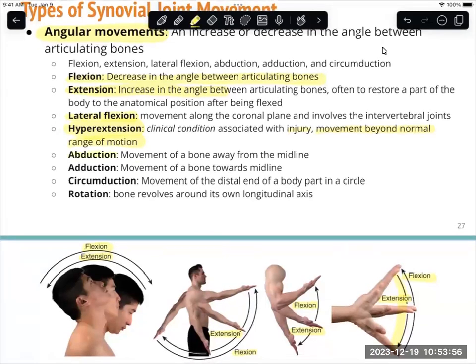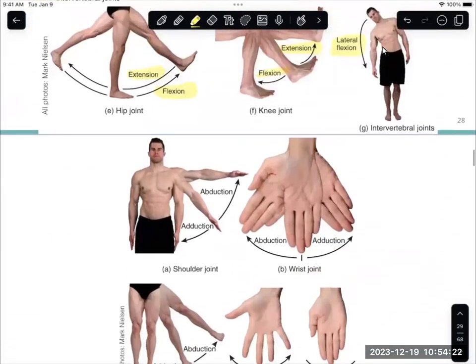Now let's look at abduction and adduction. I like to pronounce them that way just because the only difference is one letter, abduction versus adduction. Abduction is that movement away from midline. Well, adduction is taking that bone back towards midline. So here's my examples. Your arm. When you abduct your arm, you're taking it out towards the side and up. When you adduct your arm, you're bringing it back down towards the middle.